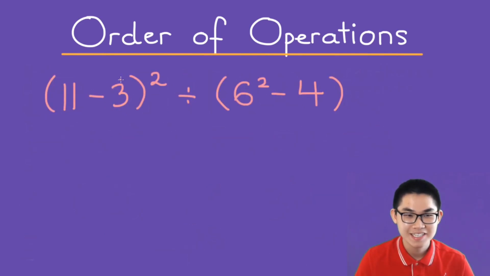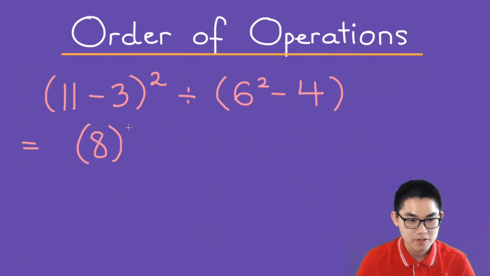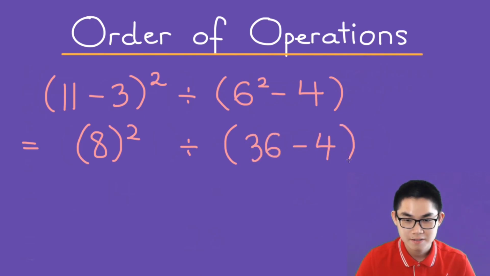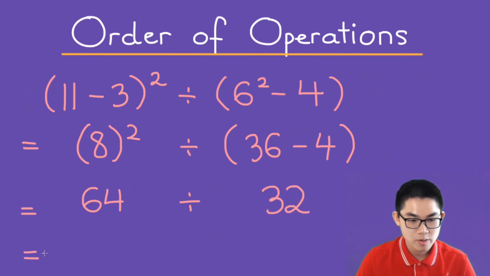11 minus 3, the special thing about this is this whole thing to the power of 2. And I'll show you how to do that in a second. Divided by 6 squared, same thing as 6 to the power of 2, minus 4 in brackets. Now, what is 11 minus 3? That's going to be 8, and this 8 is still in the brackets, and we have to include the exponent. 6 to the power of 2 is 36. Now, 8 to the power of 2 is 64. And 36 minus 4 is 32. So this will give you 2.